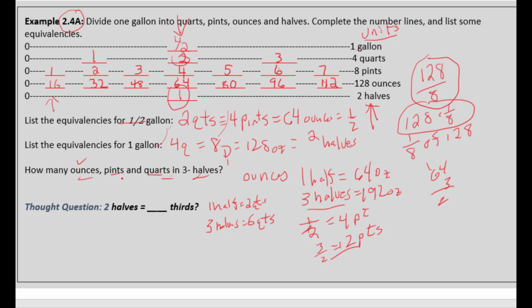And for our thought question, what do you think goes here? Now, some of you might be tempted to say, well, I can change this fraction into another equivalent fraction, but what do I multiply 2 over 2 by to get a 3 here? But then you're missing something. You're missing this fundamental idea. 2 halves is the same as 3/3, because they're both equal to 1.